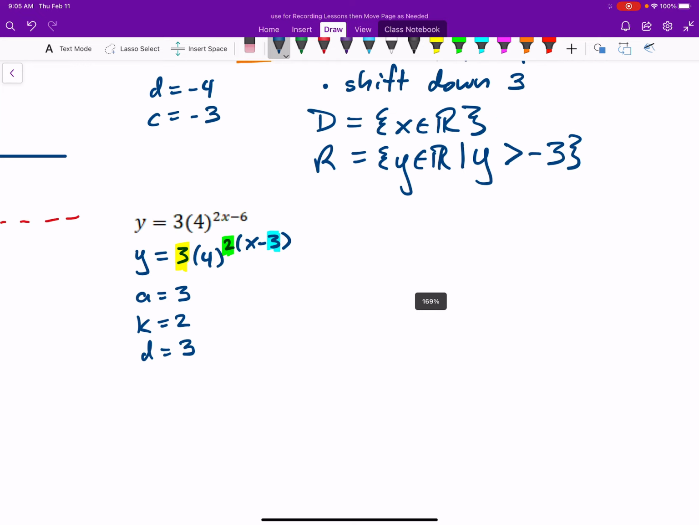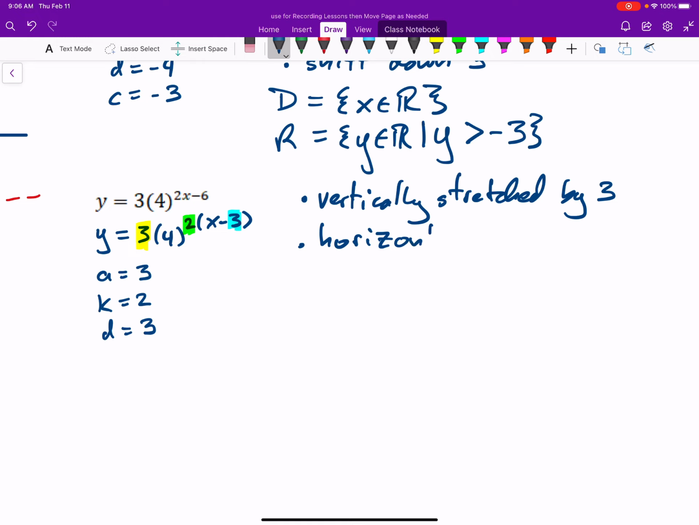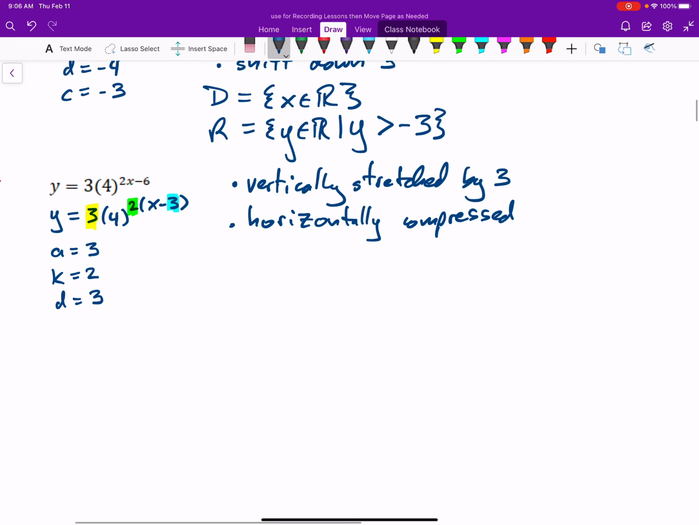So what happens, and I always do my transformations from left to right. In other words, I'll start with my stretches, my A and K, and then I'll talk about my shifts afterwards. So it is vertically stretched by a factor of 3. It's horizontally compressed, you could say by 2. I would probably just say by 1/2.